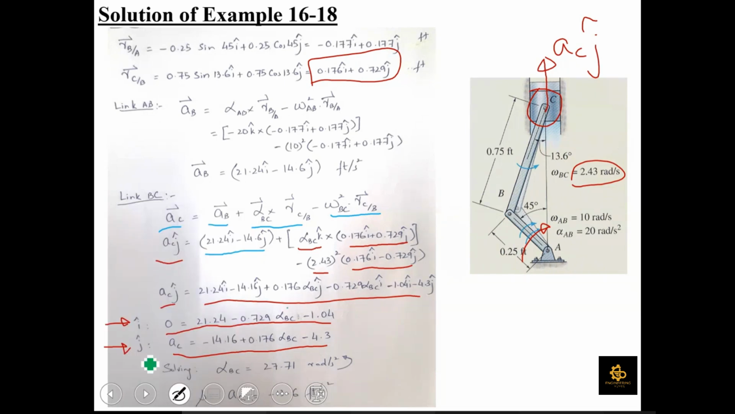When you compare the i coefficients, you get this equation, and when you compare the j coefficients, you get another equation. The unknowns here are alpha BC and AC. Solving these two equations simultaneously gives the values of alpha and AC, which come out to be 27.71 and minus 13.6 feet per second square. Since alpha comes out positive, our assumption regarding the angular acceleration of BC was correct. However, AC comes out to be a negative quantity. What does this negative quantity represent?